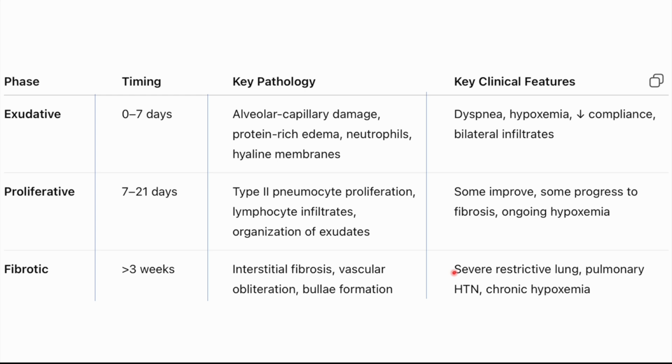So this is a summarization of the three phases. Usually the exudative phase is for 7 days, and then the proliferative phase is the next 7 days, like 7 to 21 days, and the fibrotic phase is more than 3 weeks.